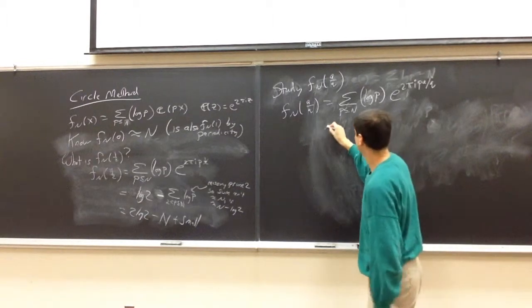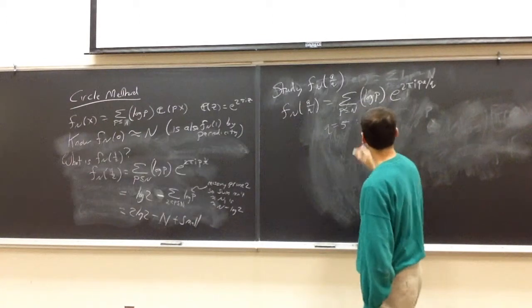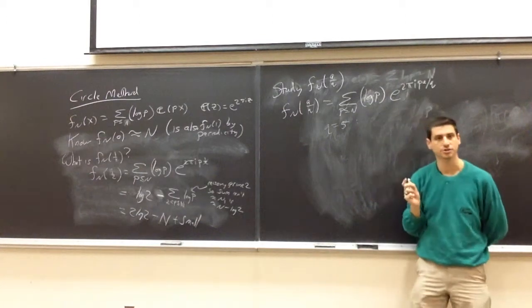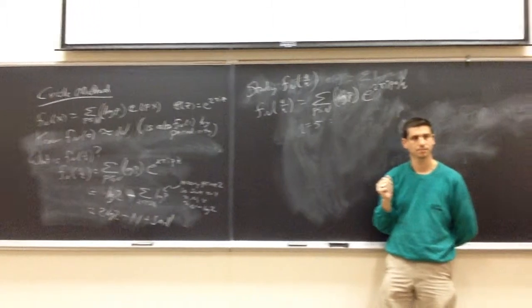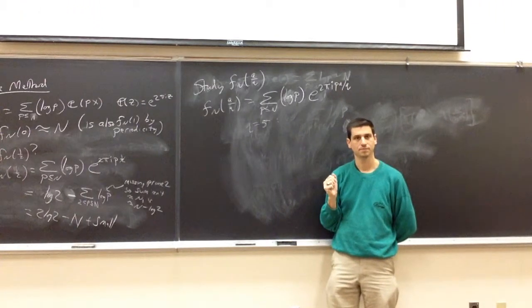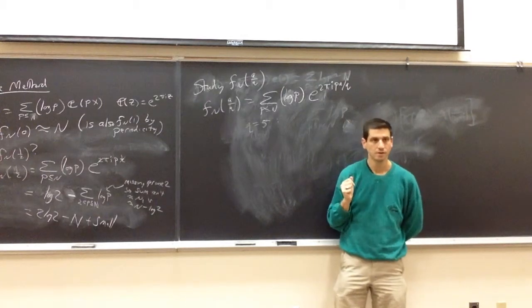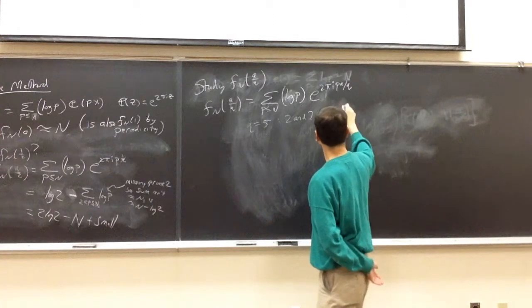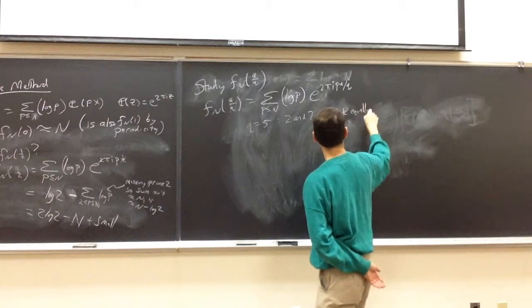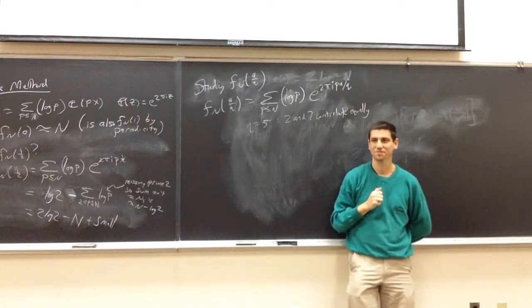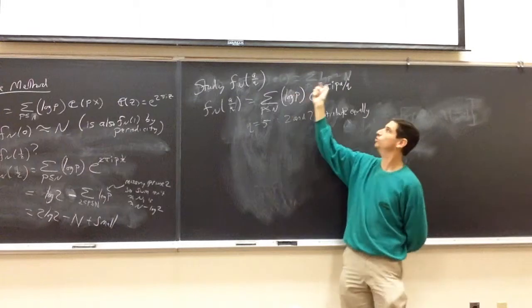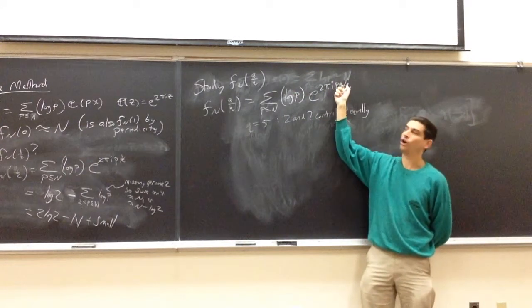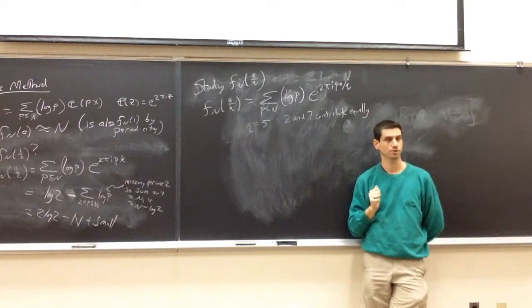So let's say q equals 5. Can you give me two primes that have the same contribution? 2 and 7 contribute equally. Excellent. So why do 2 and 7 contribute equally? They're congruent to 2 mod 5. When you look at this, I have e to the 2 pi i p a over q. All I care about is p divided by q.